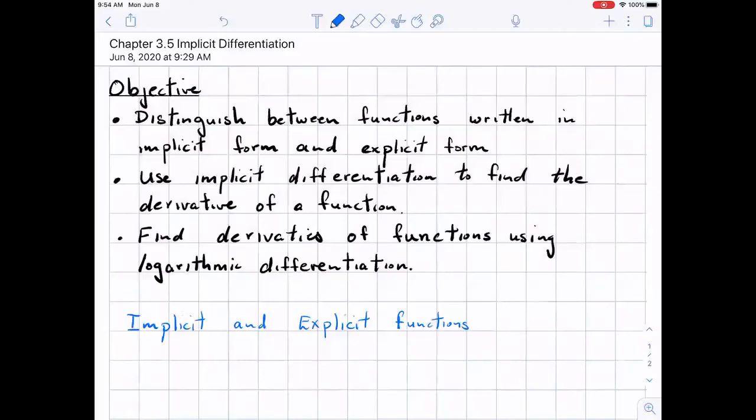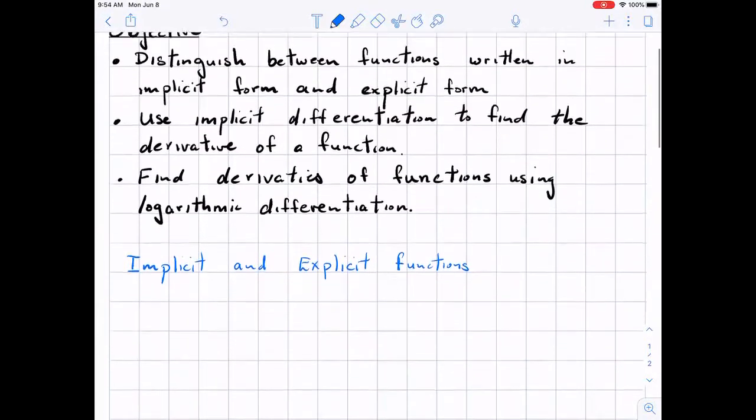So today we'll look at implicit differentiation, and we'll see what is the difference between an implicit function and an explicit one. And then we'll use implicit differentiation to find the derivative of a function, and find derivatives of functions using logarithmic differentiation.